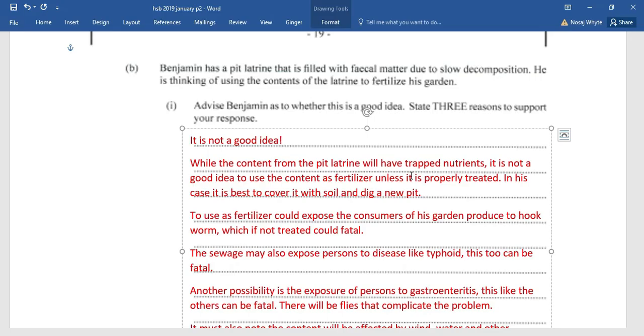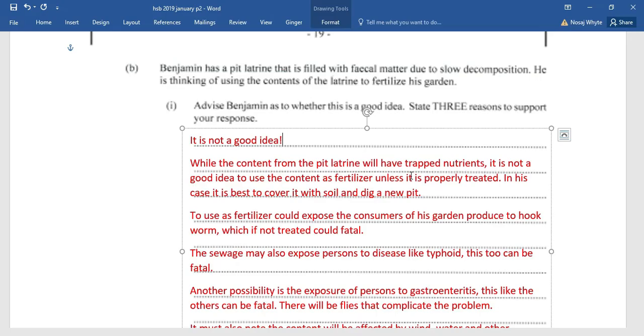To use it as fertilizer could expose the consumer of garden produce to hookworm, which if not treated could be fatal. Now the sewage may also expose persons to diseases like typhoid. This too can be fatal. Another possibility is the exposure of persons to gastroenteritis.